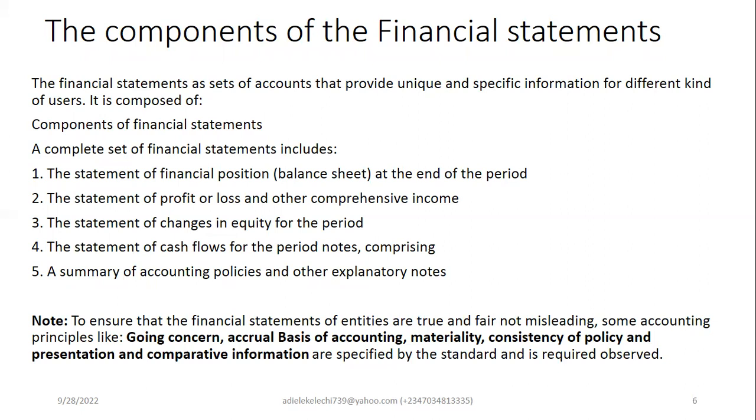So it should have the statement of financial position, which we'll call the balance sheet, at the end of the period. You should have the profit and loss and other comprehensive income, which should be your income statement. You should have the statement of changes in equity. You should have the statement of cash flow and a summary of accounting policies and other explanatory notes. So these are very, very important information, or what we would call the components of a financial statement.